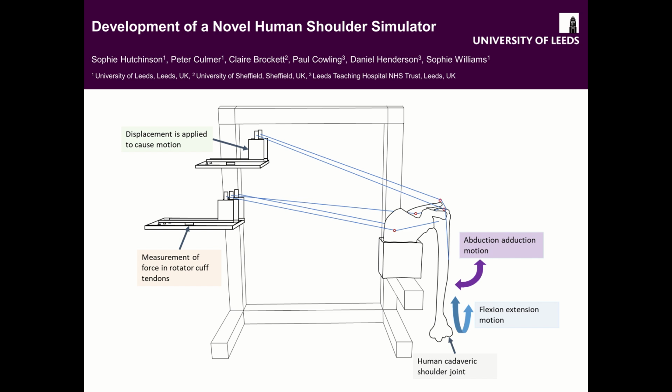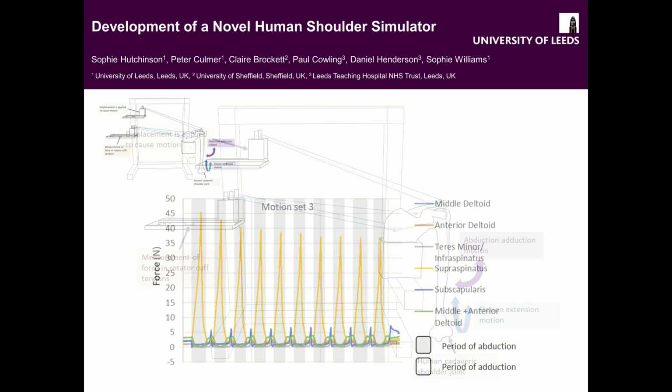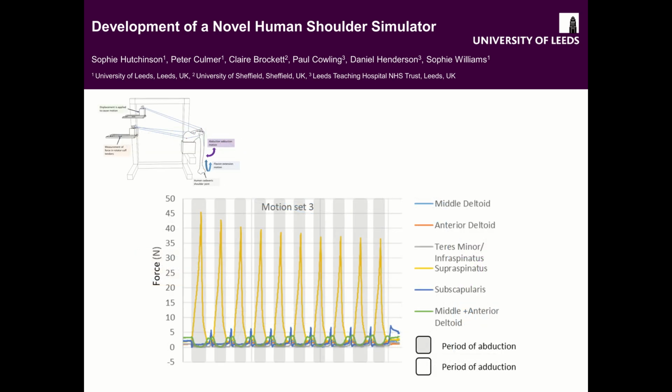The force in each muscle required for this motion is recorded. The motion and the resultant force in each muscle was measured and then compared to a bespoke computational model. This is an example of the results obtained from a cycle of the abduction motion.